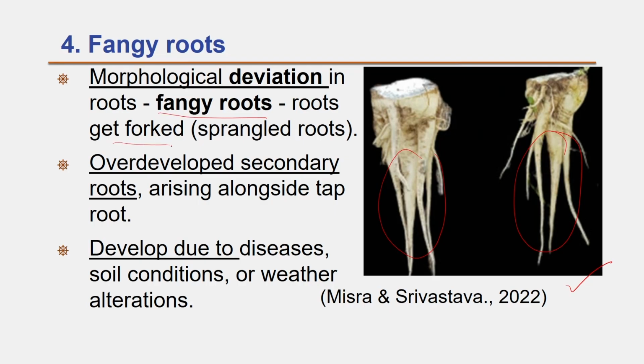Roots get forked, they get cut, spangled roots, overdeveloped secondary roots arising alongside the taproot. So, the taproot is one here in the center, but they arise side by side. They develop due to diseases, soil condition or weather alterations. So, these are the reasons for development of fangy roots. They can develop due to diseases or certain soil conditions or weather alterations.